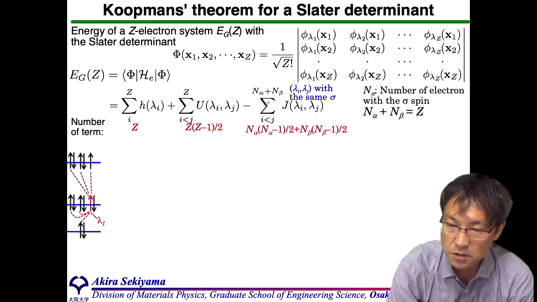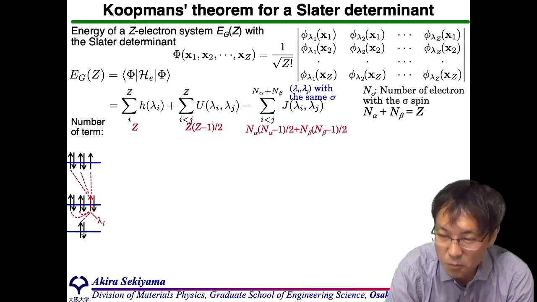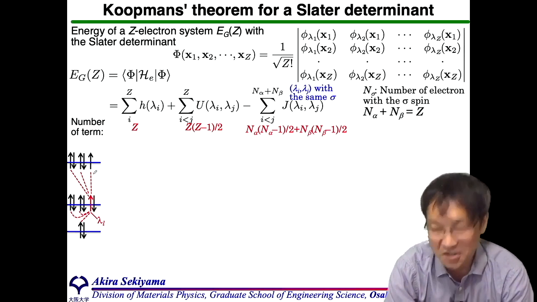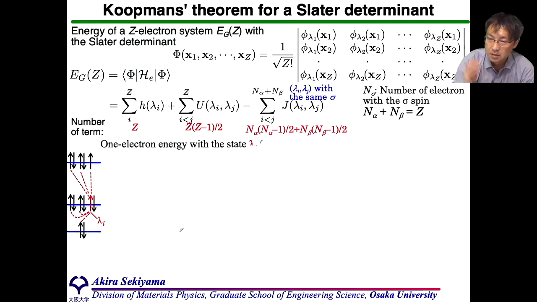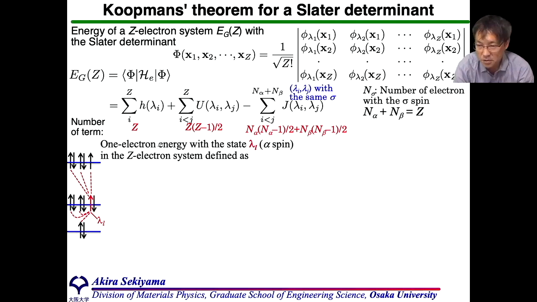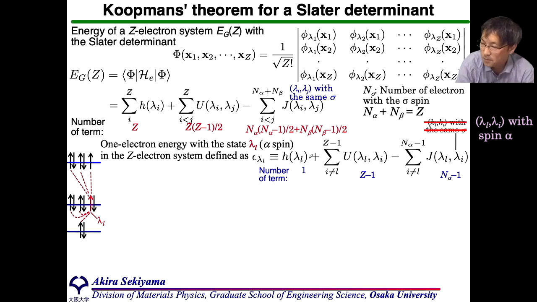So the situation is like this one. All vertical lines with arrows stand for the occupied electrons. The arrow indicates the direction of spin, up spin or down spin. Then we consider this situation, whether we can define the 1-electron energy of the state lambda L, this red one, or not, in this Z-electron system. Now we assume that we can define the 1-electron energy of this state as this formula.